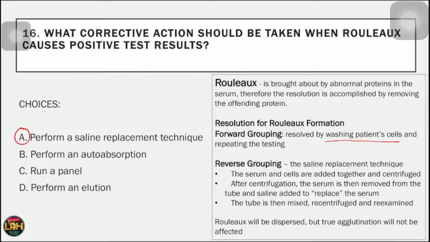First, the serum and cells are added together and then centrifuged. After centrifugation, the serum is then removed from the tube and saline added as a replacement of the serum. This mixture is then recentrifuged and re-examined. If the rouleau or the agglutination was dispersed, it is attributed to rouleau formation. But if it is true agglutination, it will not be affected. So, for number 16, the answer is letter A.